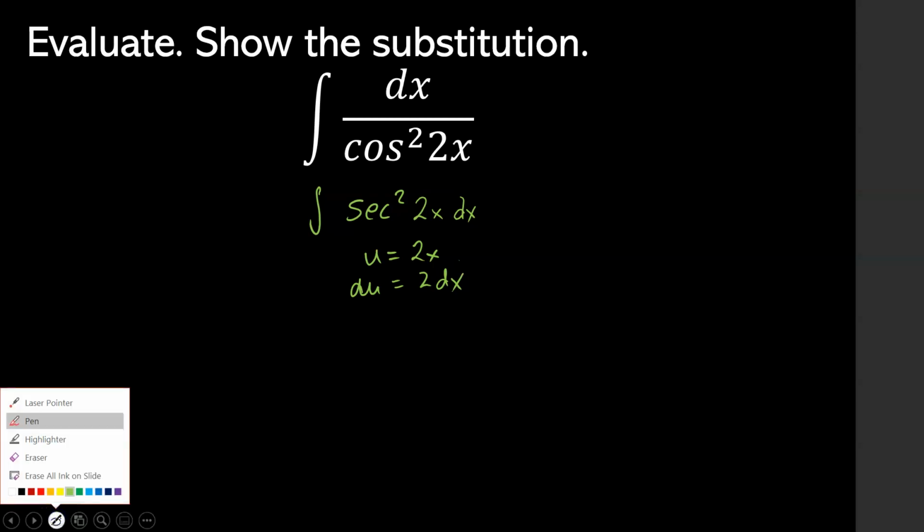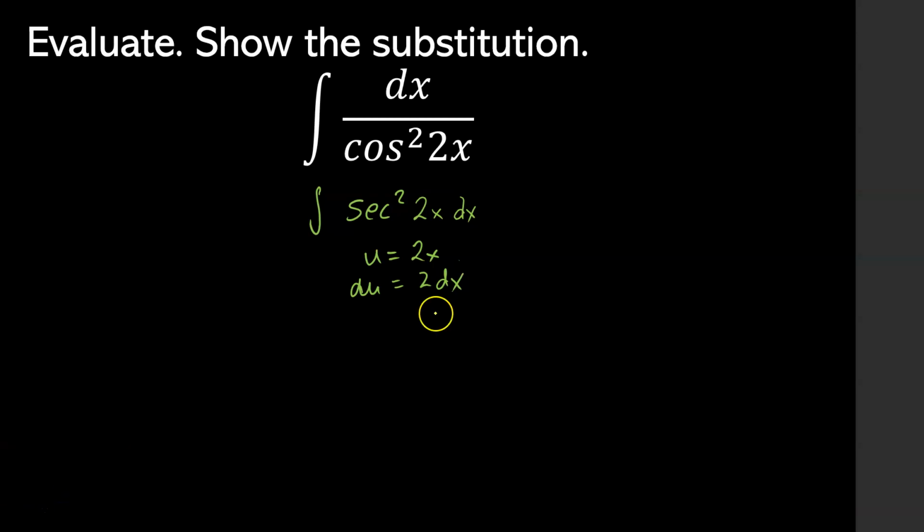Okay, and good practice: instead of dividing to find dx, we're going to multiply to make this 2 dx. So we'll multiply dx by 2, and we'll multiply the whole integral by 1/2. 2 times 1/2 is 1. And now we can substitute. Secant squared of u, and 2 dx becomes du.